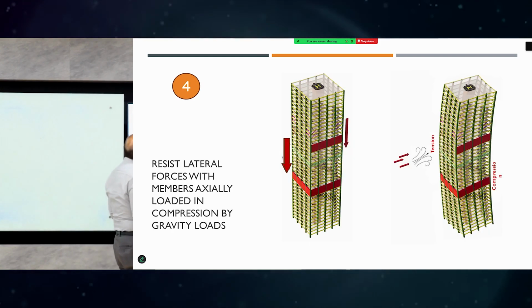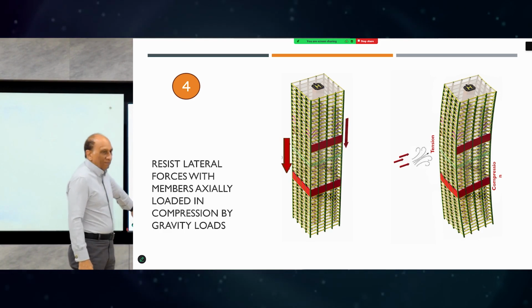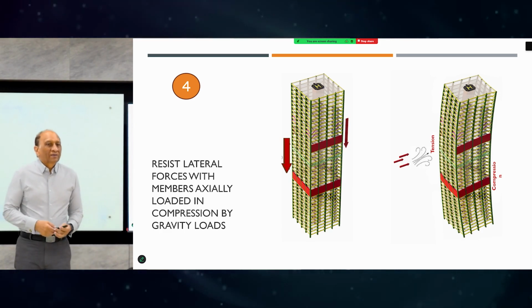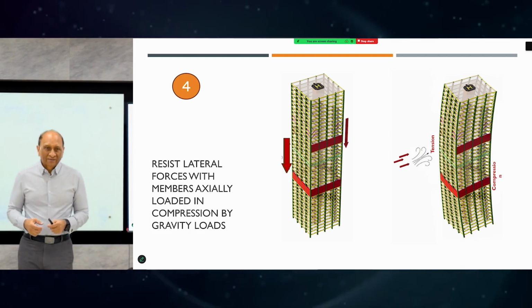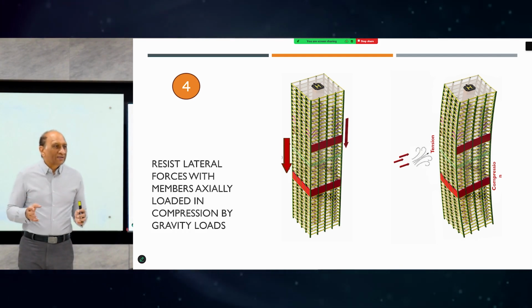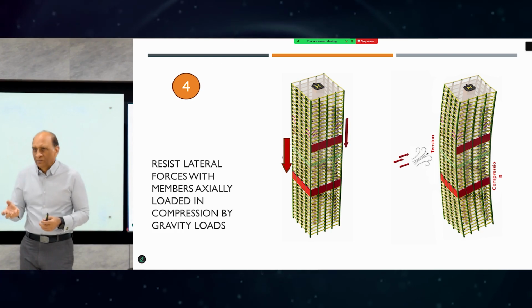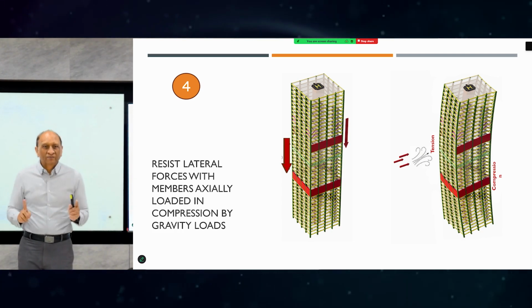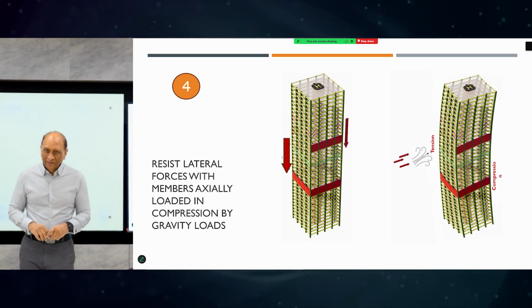And the last one is to resist the lateral forces with axially loaded columns, compressed by gravity load. This is related to number 2: we should make sure that axial forces resist the bending moment, not the bending moment capacity. You cannot design a tall building for bending moment by resisting the bending moment with bending moment. You need to convert the bending moment into axial forces. That's the only way to resist the bending moment.